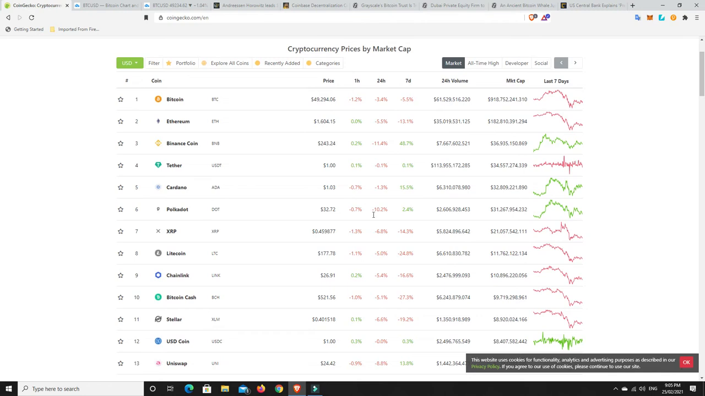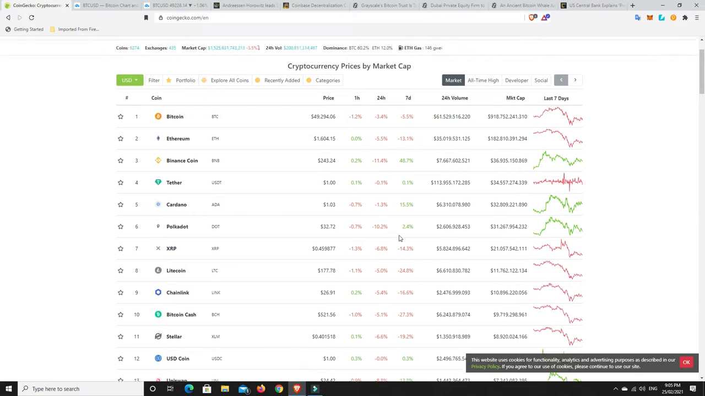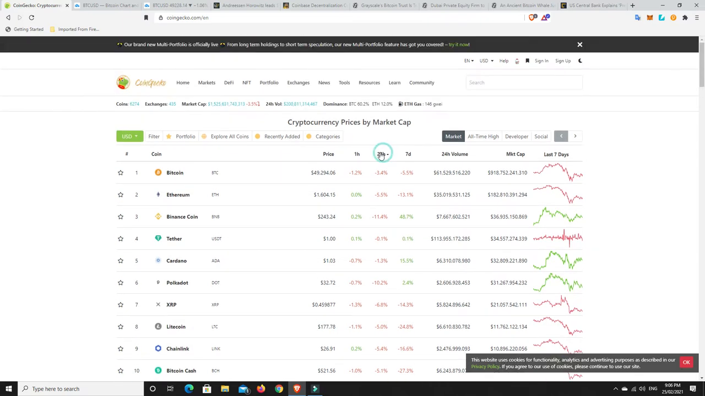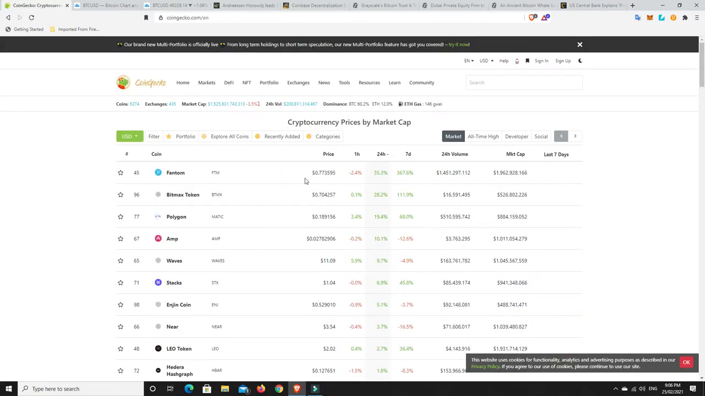All right, as we can see, there's just a lot of red over the last 24 hours, quite a lot of red. But it doesn't look too bad at the moment, so let's have a look. What's really pumped? There we go. Phantom has been on such a rise. It's nearly 4x'd in 7 days, and just in the last 24 hours, it's still going. I don't know much about Phantom at all, but it's on quite the rise.